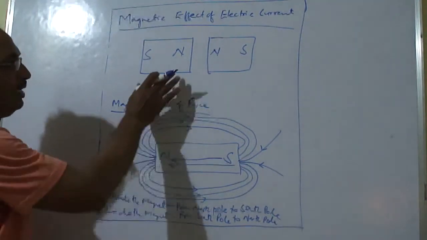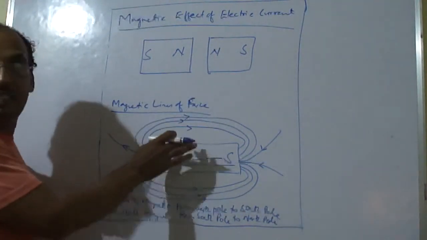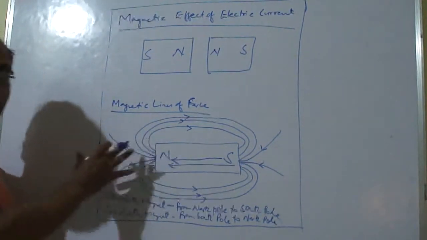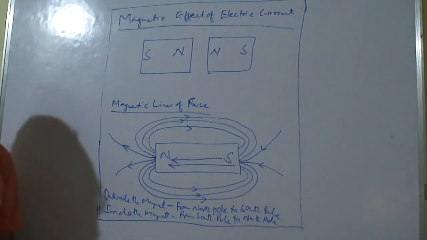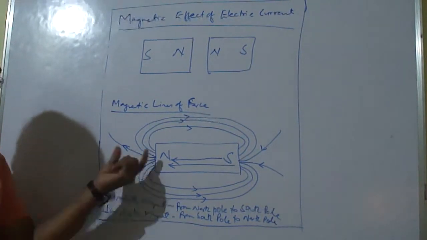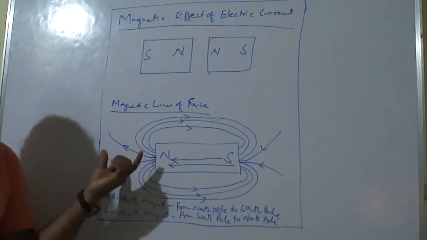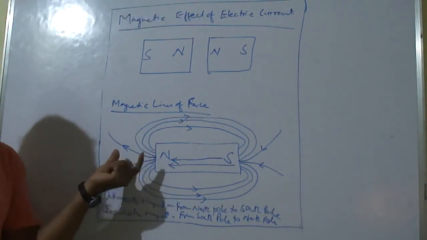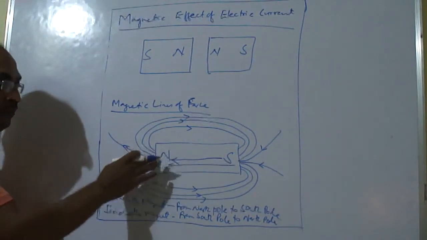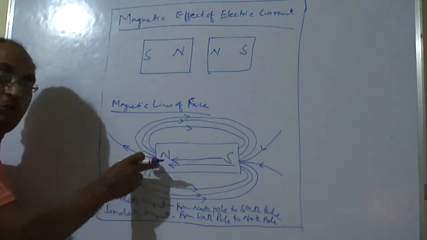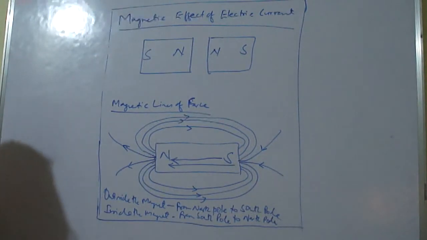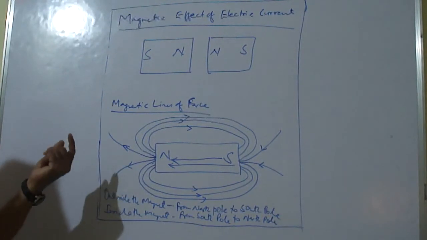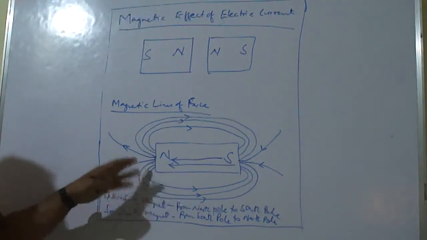So what I told is that in the middle the magnetic lines of force are not that dense, and near the pole the lines of force are much denser. Lines of force being much denser means it has very high magnetism near the pole. So if the lines of force are denser near the pole, there will be high intensity of magnetism near the poles.